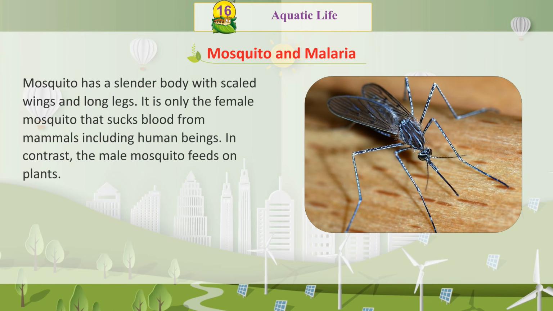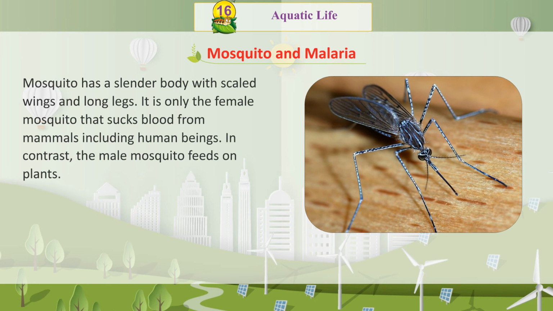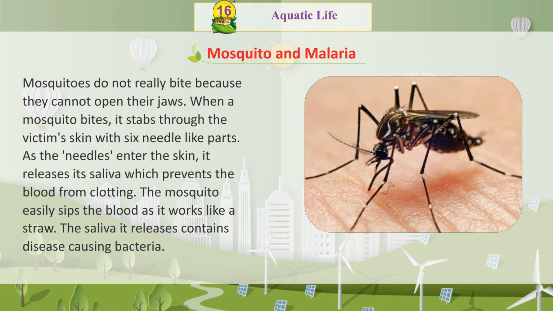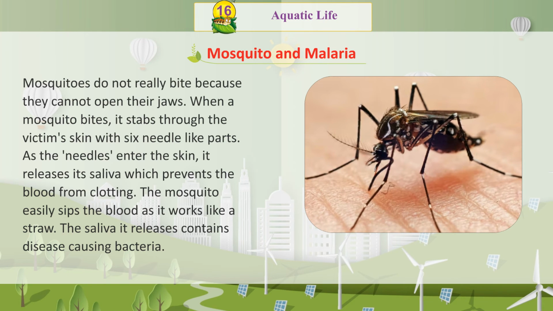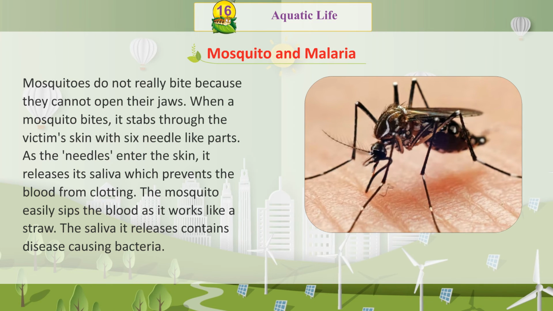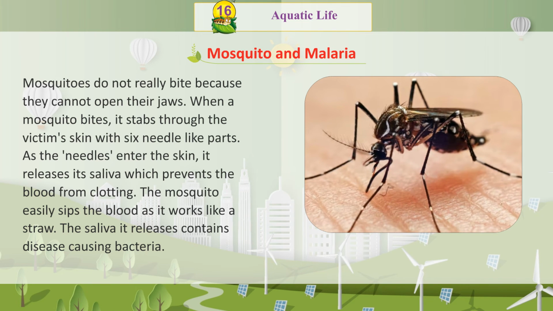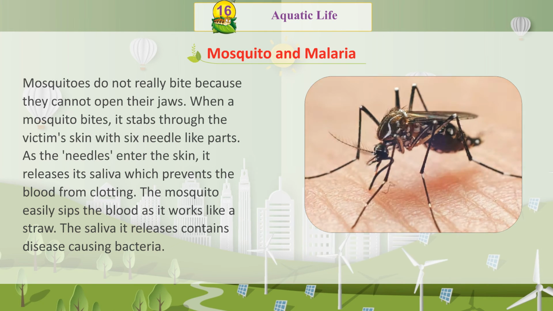A mosquito has a cylindrical body with scaled wings and long legs. It is only the female mosquito that sucks blood from mammals, including human beings. In contrast, the male mosquito feeds on plants. Mosquitoes do not really bite because they cannot open their jaws. When a mosquito bites, it stabs through the victim's skin with 6 needle-like parts. As the needles enter the skin, it releases its saliva, which prevents the blood from clotting. The mosquito easily sips the blood as it works like a straw. The saliva it releases contains disease-causing germs.